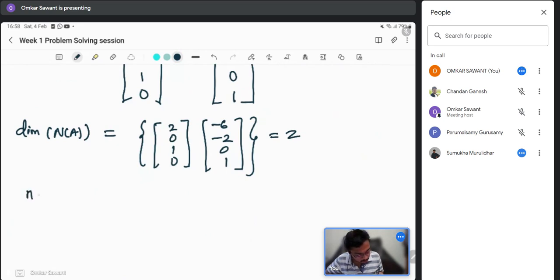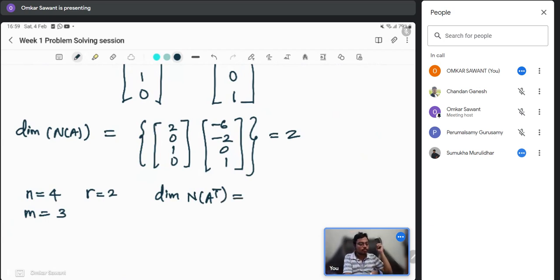What is the rank? What is the n value? 4. What is the m value? 3. What is the rank value? 2. Okay. What will be the dimension of the null space of A transpose? What is the dimension of the left null space? Null space of A transpose.